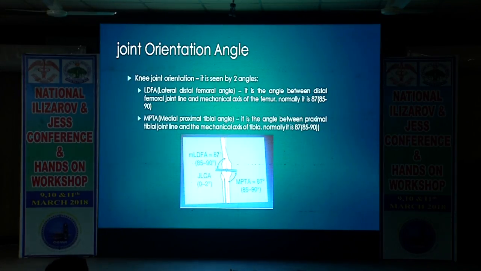The joint orientation about the knee is the LDFA and also the MPTA. The MPTA is the classical varus angle of the tibia, and as you can see, the normal tibia is actually not 90 degrees. It has 3 degrees of varus, with a variation from 85 to 90. And then the LDFA is normally 87 degrees. In that case, the whole mechanical axis will be maintained.